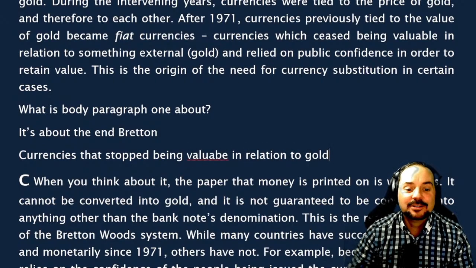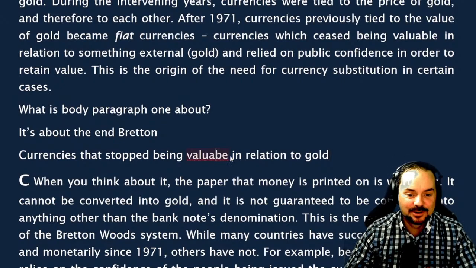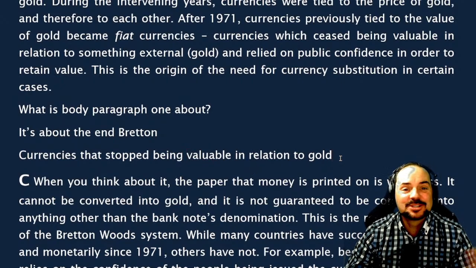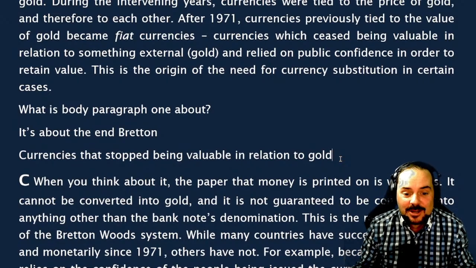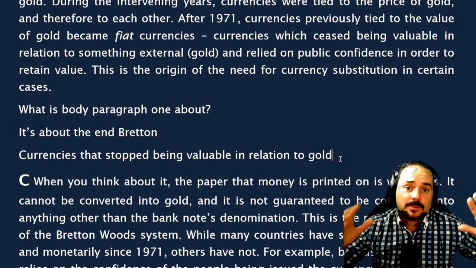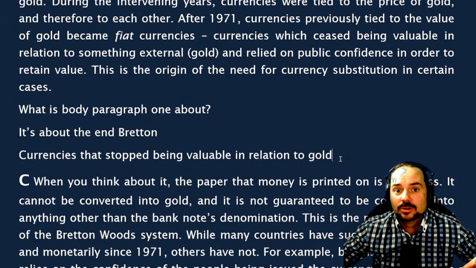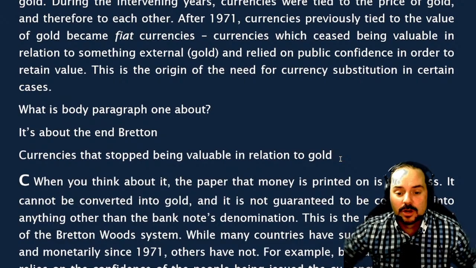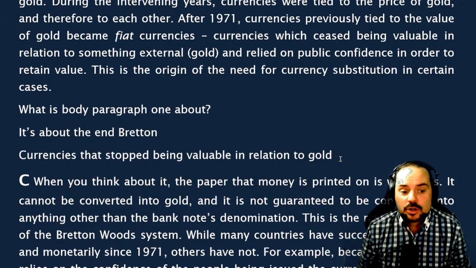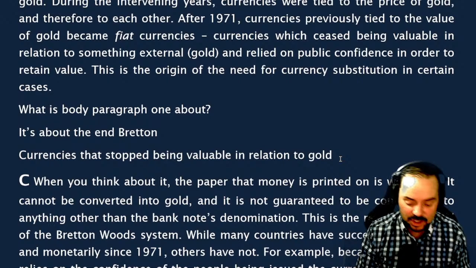Okay, no, stop. Don't say anything else. That's perfect. I don't want you to say anything else because you just summed it up. That's what the paragraph is about: currencies that stop being valuable in relation to gold. It talks about when that happened after World War II, and about examples of which currencies, like the US dollar. But the main idea is currencies that stop being valuable in relation to gold.